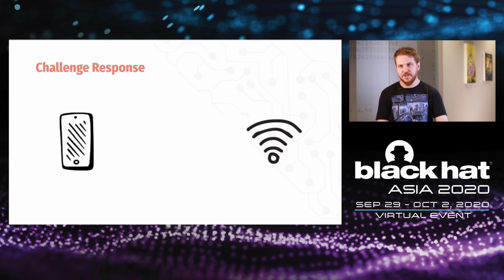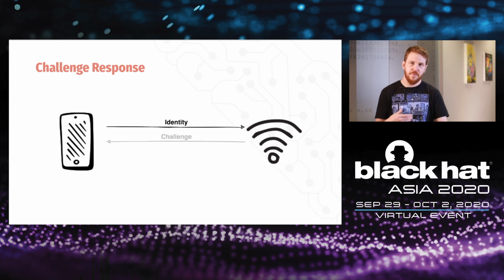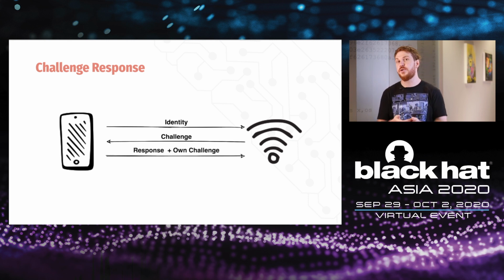Cool, so the challenge response, now being the thing that happens inside the TLS tunnel, consists of, first, you send along your identity. This is typically your domain name, so mine would be Michael Kruger. The access point will then send along a challenge, which is 16 random bytes. You, as the client, will take that challenge, generate your own challenge, put them together, and calculate a response using the password that you know. You then send that response as well as your challenge over to the access point.